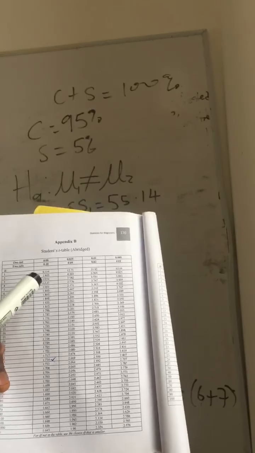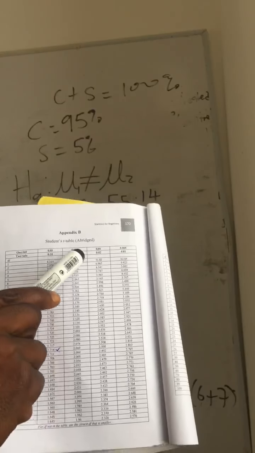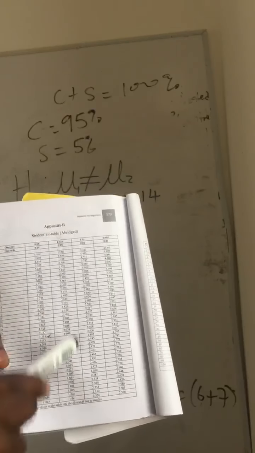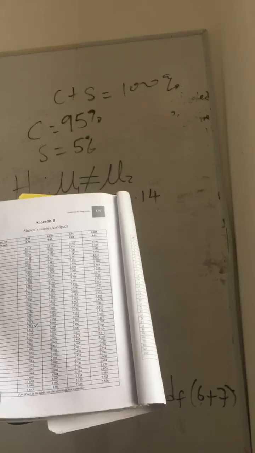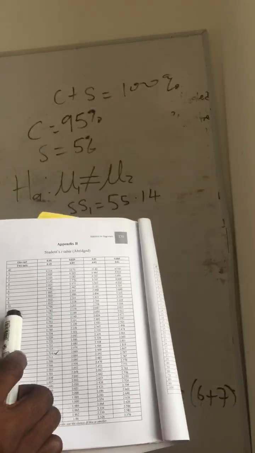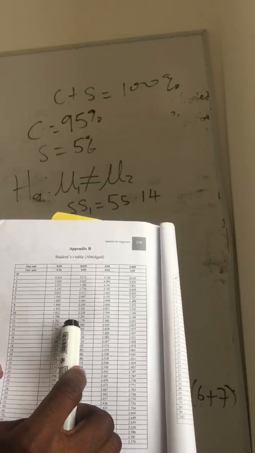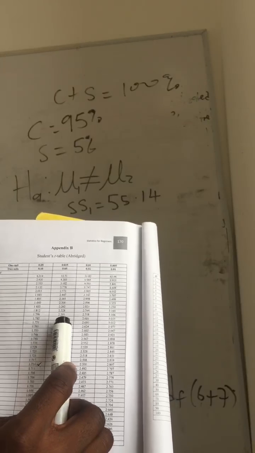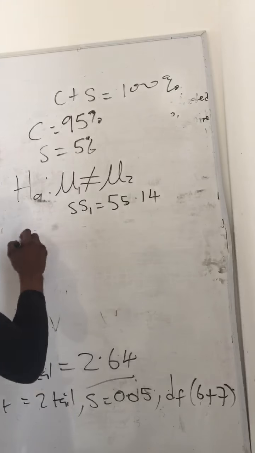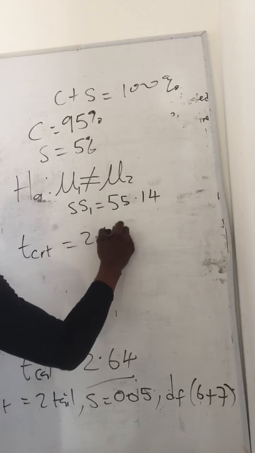We have 5%. Two-tailed 5% is over here, 0.05. So we'll be reading this column here. And then our degree of freedom is 13. So degree of freedom 13, you trace it to the column you are reading. So 13, trace it, and we have 2.160. So our critical test value is 2.160.